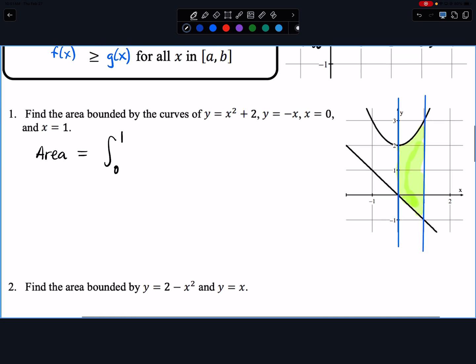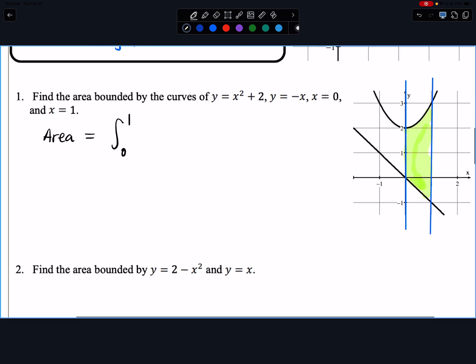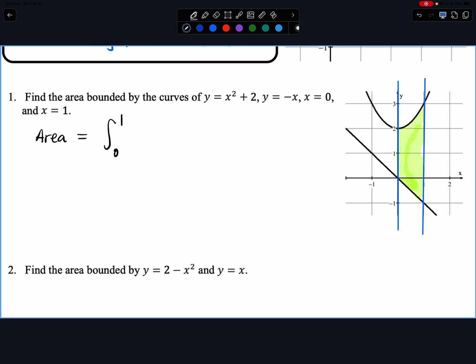Our formula says f of x minus g of x. So which function is higher? The parabola. So the parabola is going to be our f of x, and this is going to be our g of x. You guys follow me? So it's going to be x squared plus 2 minus g of x, which is negative x, with respect to x, dx. Okay. Cool.